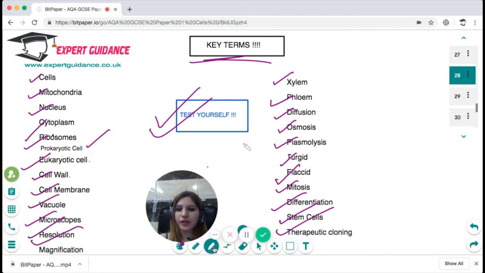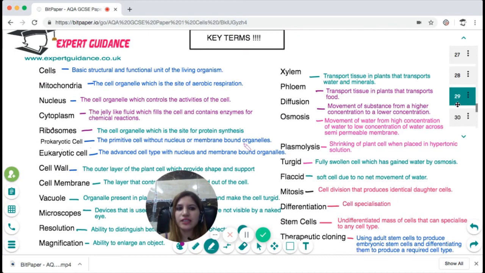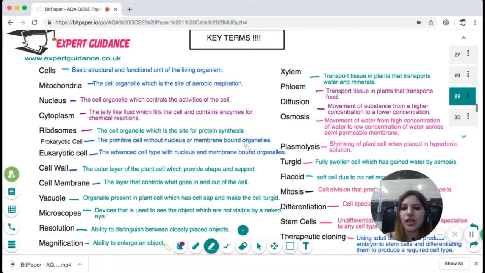Okay, so I hope now you have written your answers on the meaning of these key terms. Now let us look at your answers. What are cells? A cell is the basic structural and functional unit of a living organism. Mitochondria is the organelle which is the site of aerobic respiration. Nucleus is the organelle which controls the activities of the cell. Cytoplasm is a jelly-like fluid which fills the cell and contains enzymes for chemical reactions.